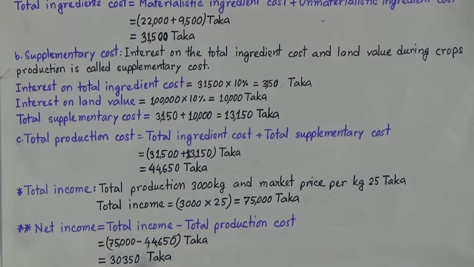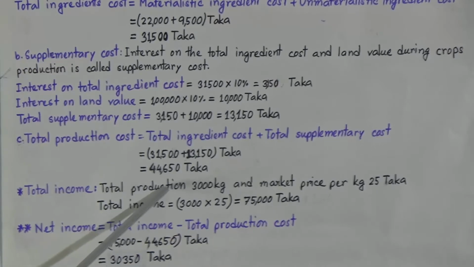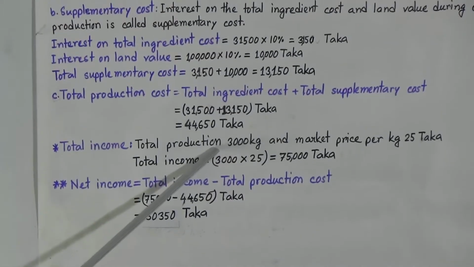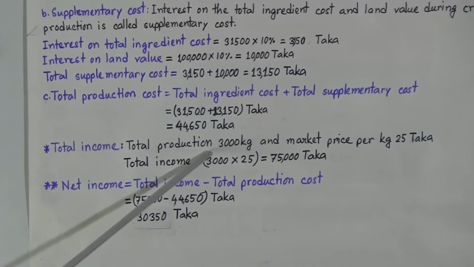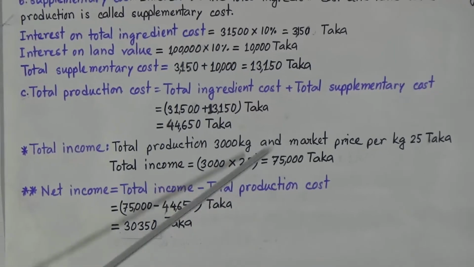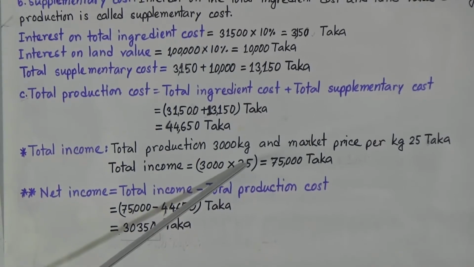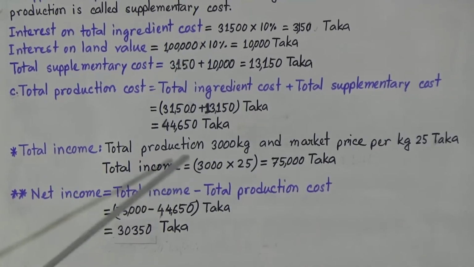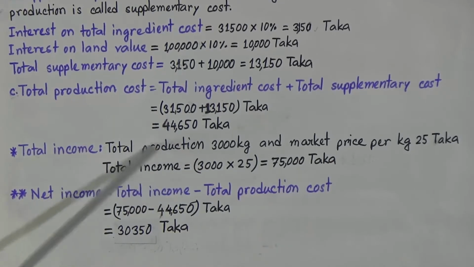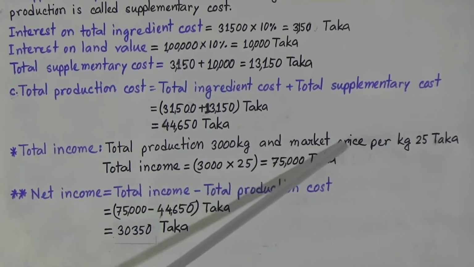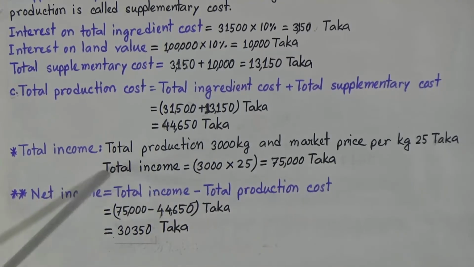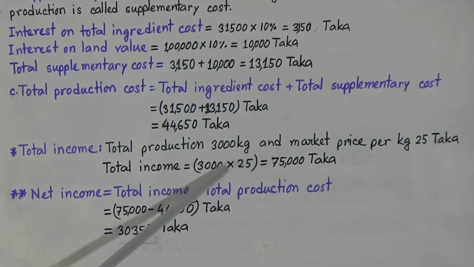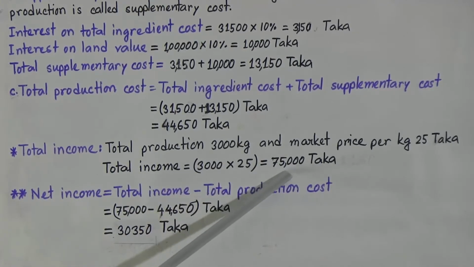So in crop production there are two incomes, one is total income and another one is net income. Total income is the sum of the market price of the total production and the byproduct. So if there is any byproduct, we will add this to our total income. If you think there is no byproduct and the total production is 3000 kg and the market price per kg is 25 taka, our total income will be 3000 multiplied by 25, that means 75,000 taka.